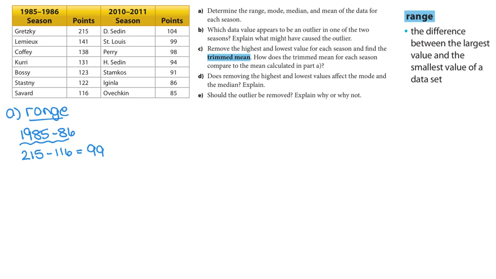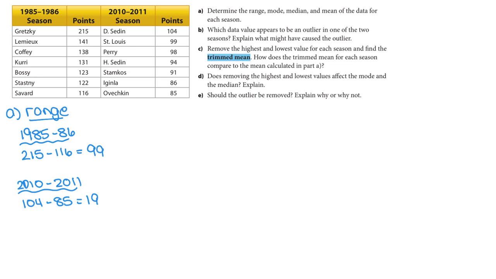For the 2010-2011 season, the highest point scorer scored 104 points versus the lowest point scorer, which was 85. So the range for that season would be 19. Okay? So that's what range is. It's just the difference between the highest value in a data set and the lowest value.